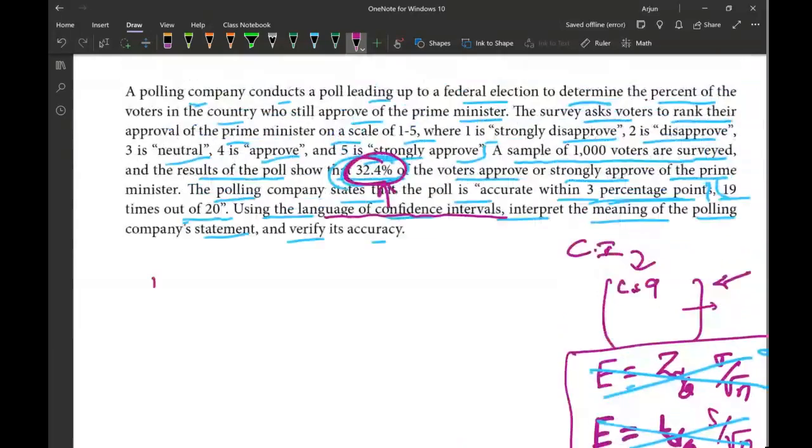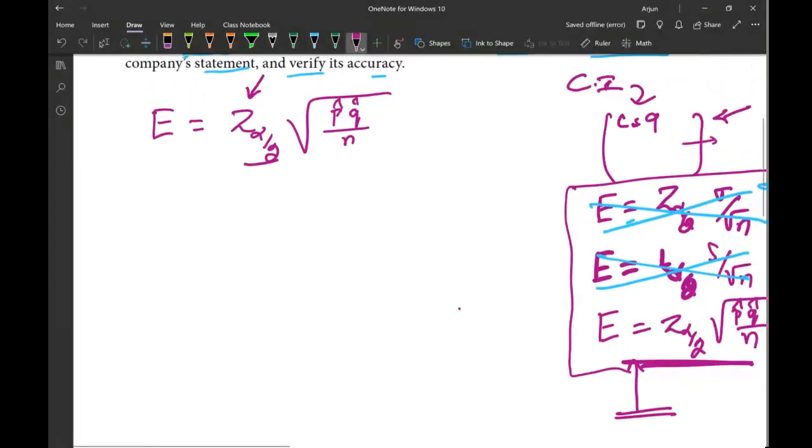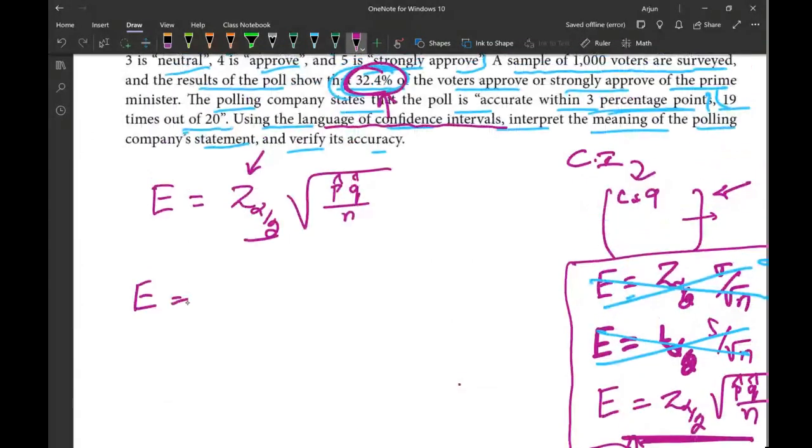So the margin of error, I will calculate E equal to Z alpha over 2 times square root of p hat q hat upon n. If you are confused again, if your brain is telling you whether to use Z or T, simply, whenever you have a question on proportion, we're going to keep on using the Z, because that's what this distribution says to me. All right, so E is equal to Z alpha over 2.